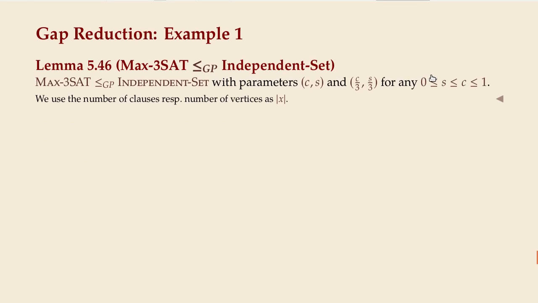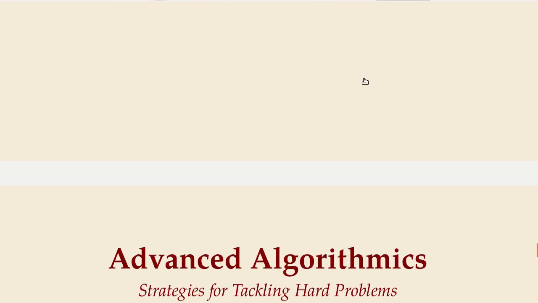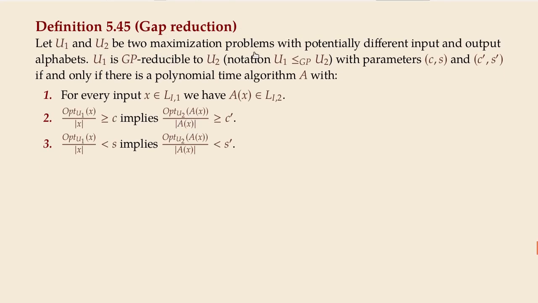Now these gap reductions are a bit more involved because they have all these parameters. So I thought it would be nice to have at least a few simple examples of how such a gap reduction can look like. And the first one is we take max 3-SAT, so we have optimization problems. The gap reduction talks about the optimization problems. And we have a certain gap that we translate from one problem to another.